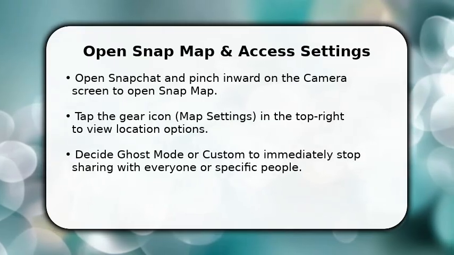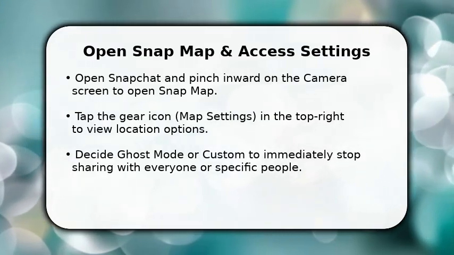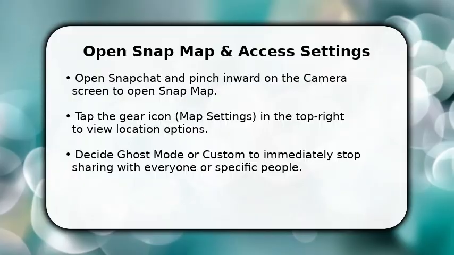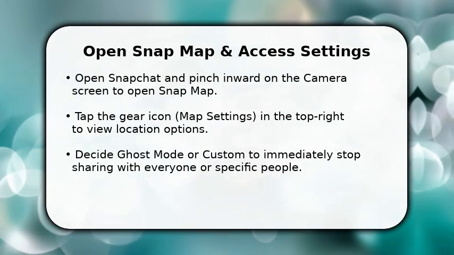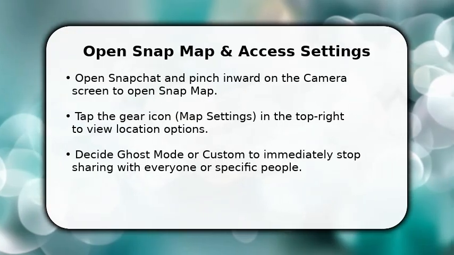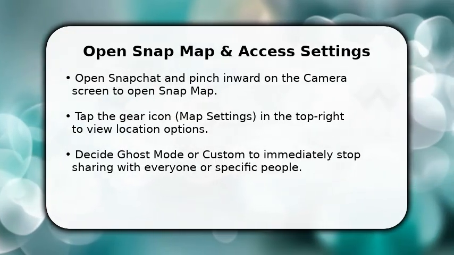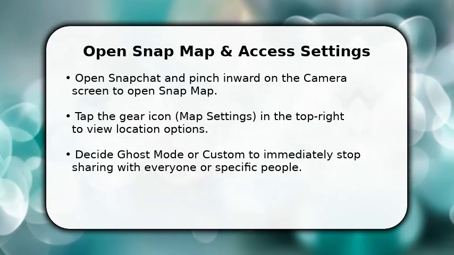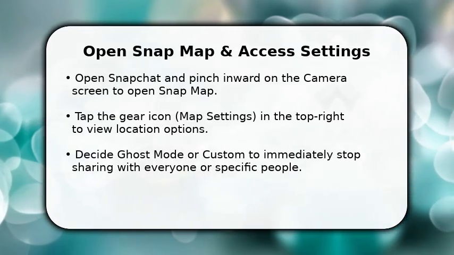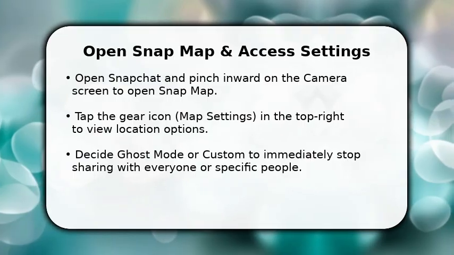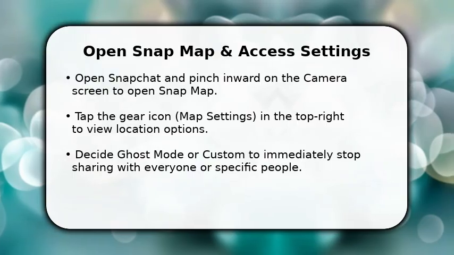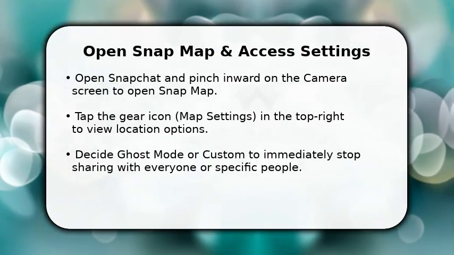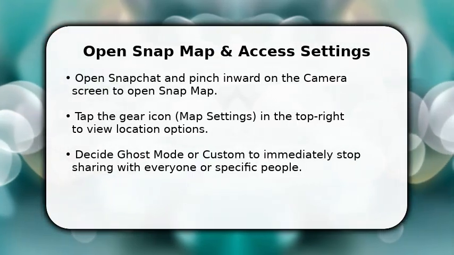You start by opening Snapchat and pinching the camera screen to reveal Snap Map. That gesture is faster than digging through menus. Once the map appears, tap the gear icon in the top right to open map settings so you can act. Choose Ghost Mode to stop sharing with everyone instantly, or pick Custom to keep sharing with some but remove specific people. Do this now so location updates stop being broadcast, while you continue with the precise friend-level changes next.